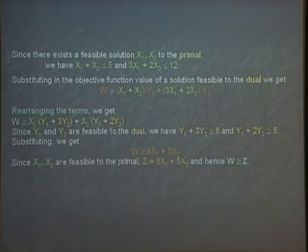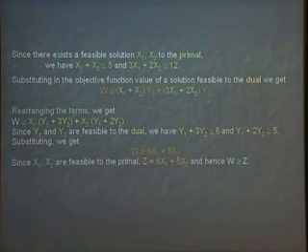Now since y1 y2 are feasible to the dual, we realize that y1 plus 3y2 is greater than or equal to 6, y1 plus 2y2 is greater than or equal to 5, substituting W will be greater than or equal to 6x1 plus 5x2. And since x1 and x2 are feasible to the primal, z is 6x1 plus 5x2, so W is greater than or equal to z. So weak duality theorem is almost a very obvious result the way we have derived the dual.